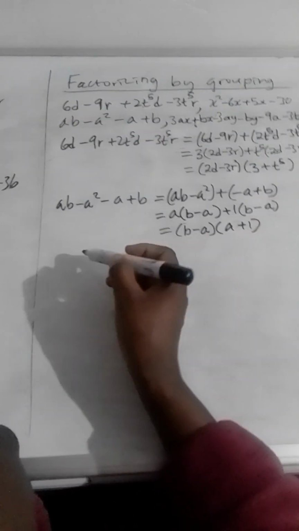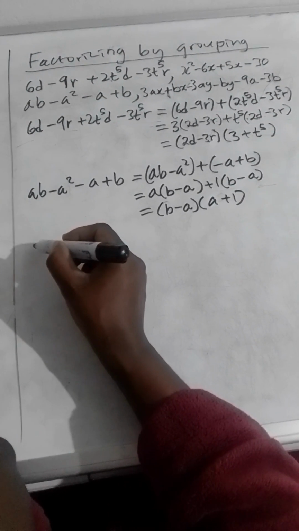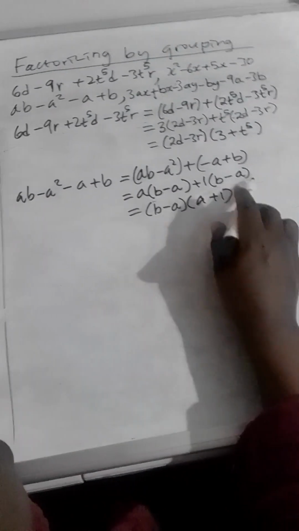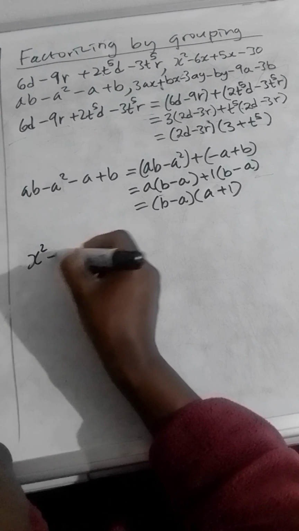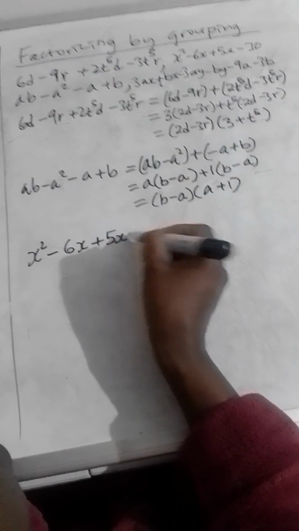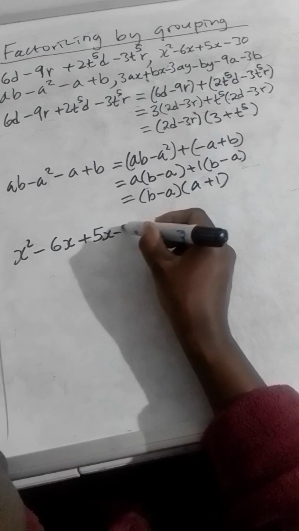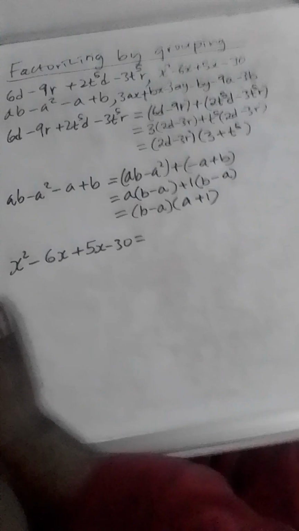Alright, so now let's go to number 3. Number 3 is, well, this one we just did is number 3. Let's do number 2 now. I skipped it. I was not going in the right direction on the layout of the examples. So the second one is x squared minus 6x plus 5x minus 30.